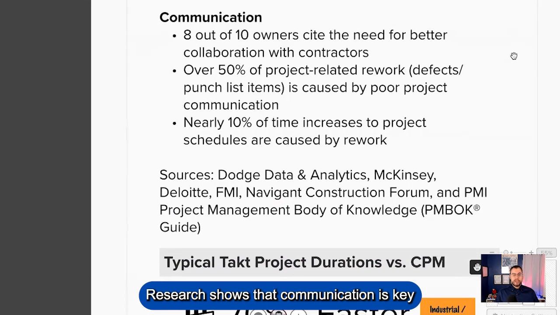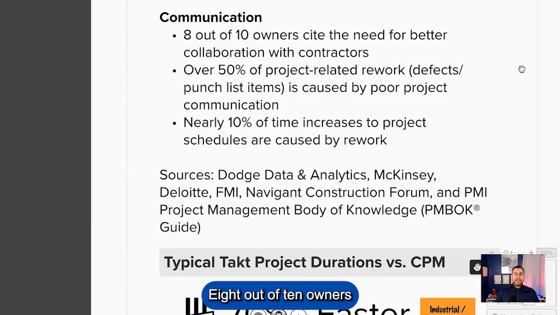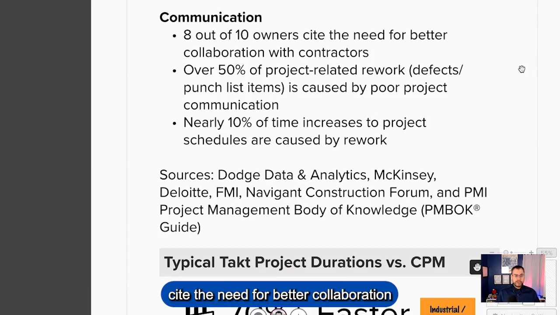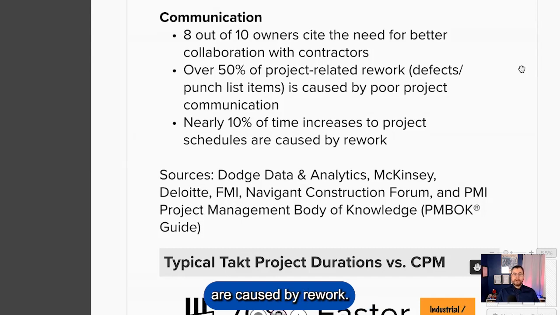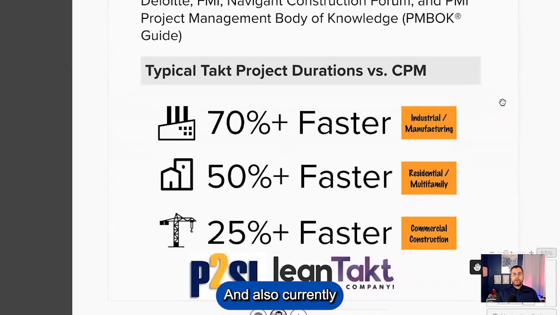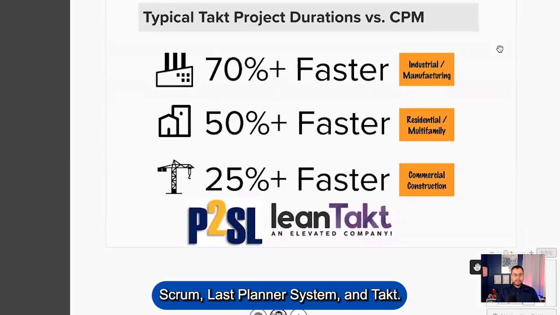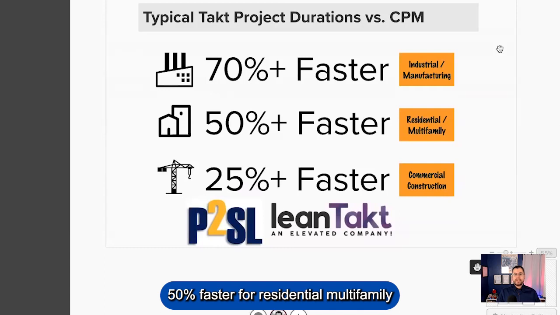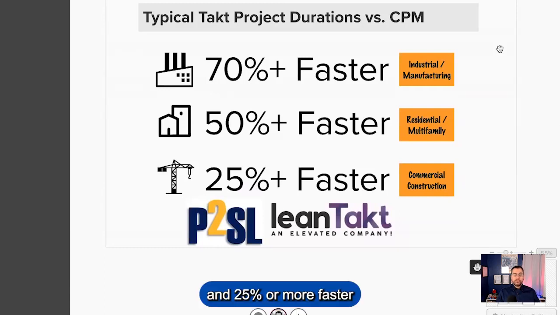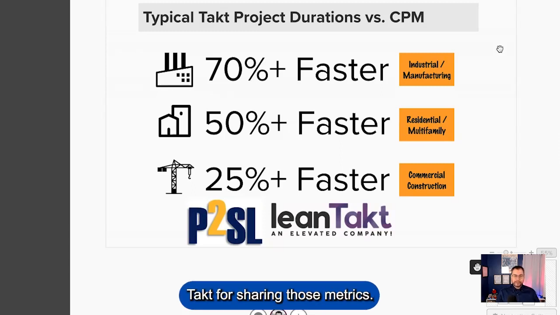Research shows that communication is key and critical. 8 out of 10 owners cite the need for better collaboration with contractors, and about half of project-related rework and 10% of time increases to project schedules are caused by rework. That's the current state. And also currently, we have projects utilizing Scrum, Last Planner system, and Takt. We see industrial and manufacturing construction projects being completed 70% faster than CPM schedules indicate, 50% faster for residential and multifamily, and 25% or more faster for commercial construction. What great news. Thank you, P2SL and Takt, for sharing those metrics.